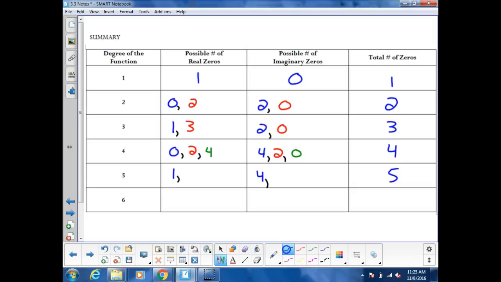Can I have 3 real zeros? Yes, that leaves me with 2 imaginaries. Can I have 4 real zeros? No. Can I have 5 real zeros? That leaves me with 0 imaginaries. So we can't have an odd number of imaginary zeros. You cannot have an odd number of imaginary zeros. They have to come in pairs. Okay?